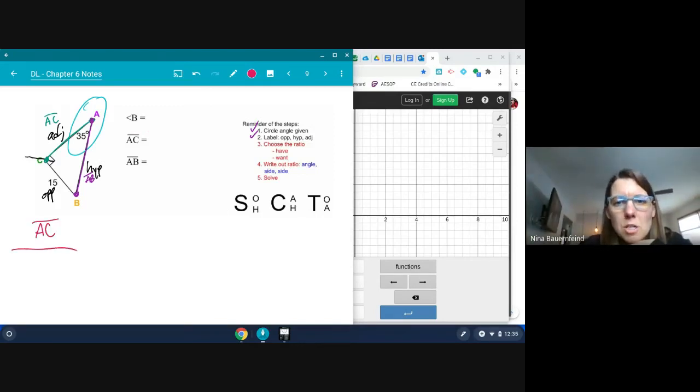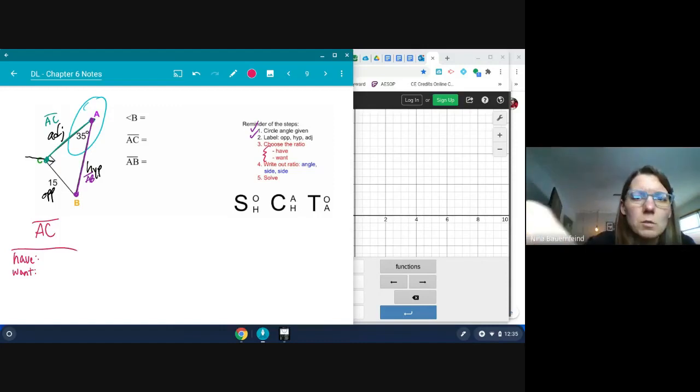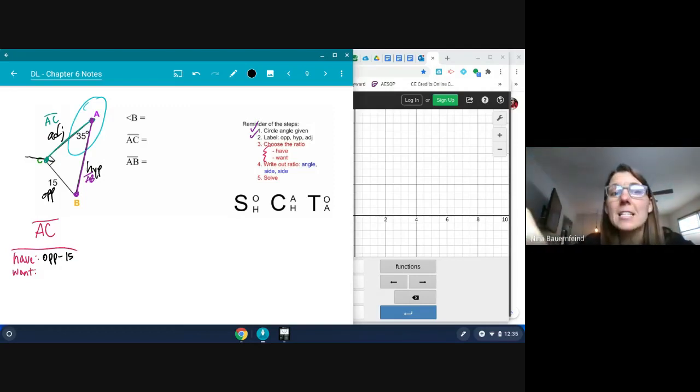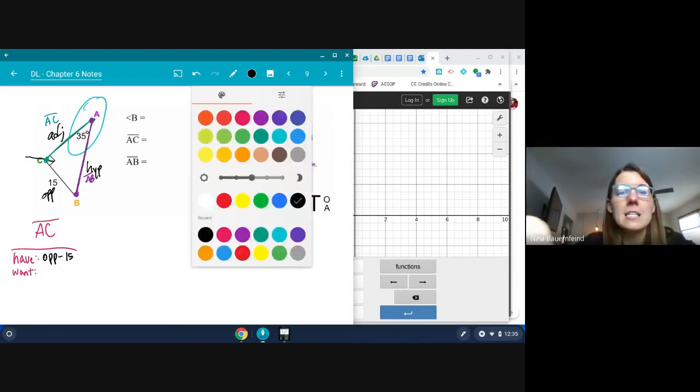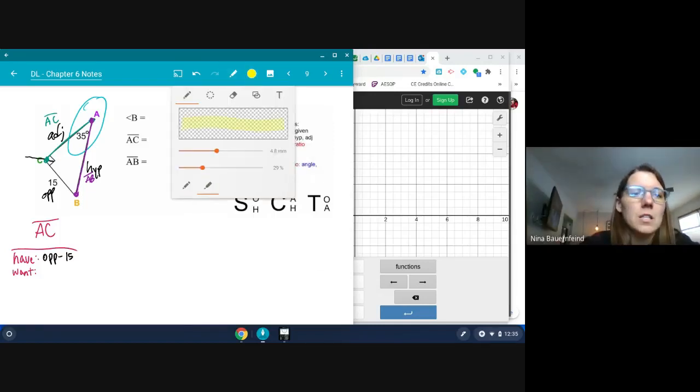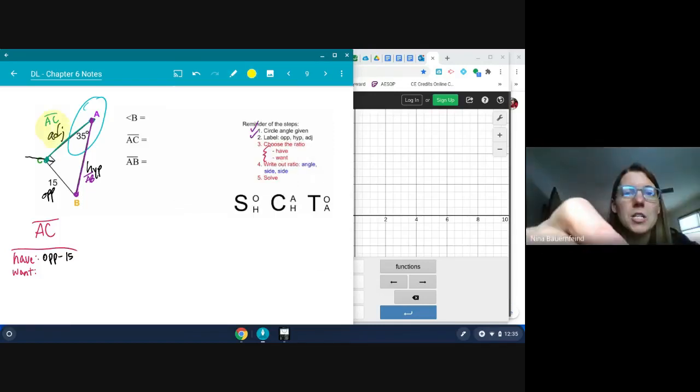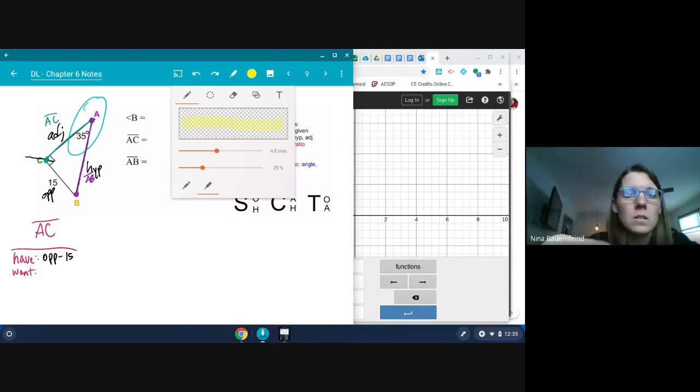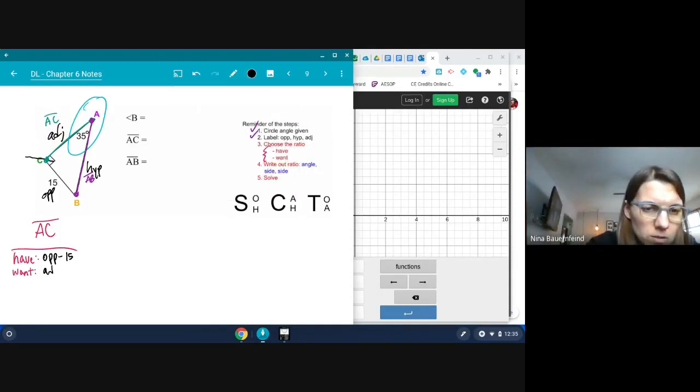Then we have to choose the ratio using what we have and what we want. So what we have, which side do we have, you guys? Which number do we have? 15. 15, good. Which is the opposite? And then if we're finding AC, that is this one, which is the adjacent.